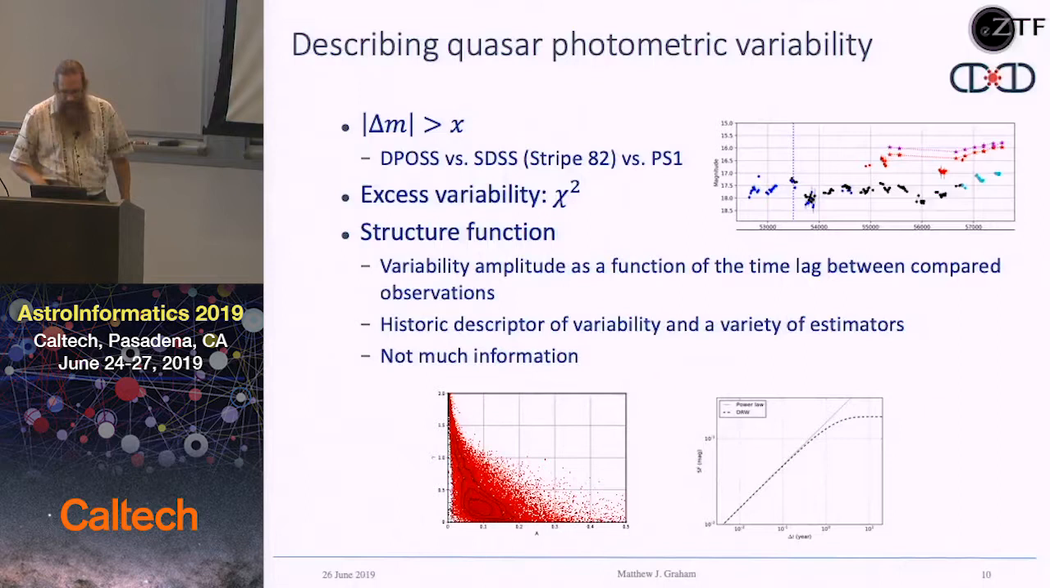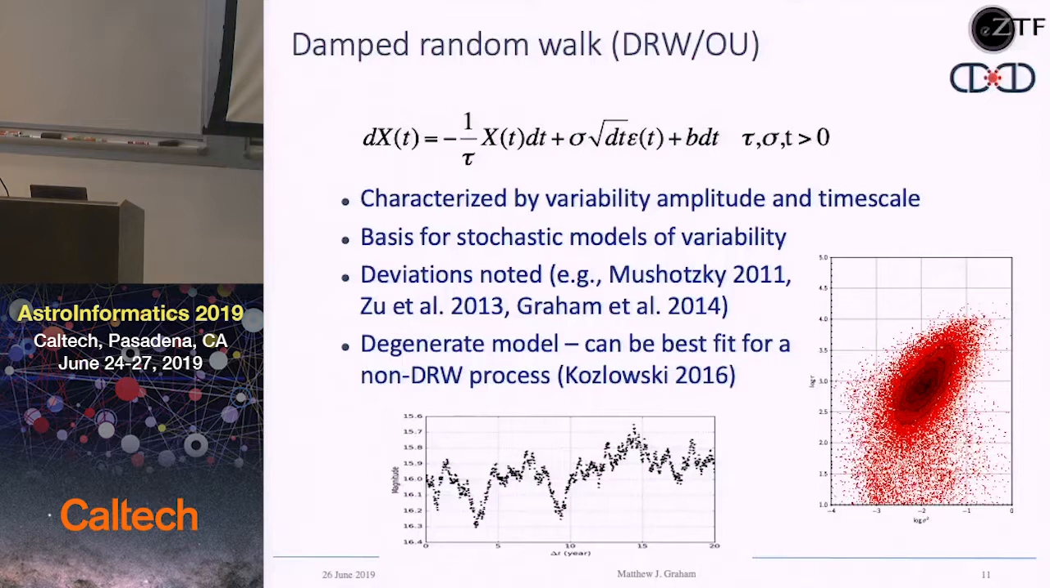We come to the damped random walk, which I talked about a bit on Monday. This is a first-order continuous autoregressive model, also known as an Ornstein-Uhlenbeck process, known in physics from about the 30s, characterized by this stochastic differential equation. The important thing is that you can characterize the variability in terms of two parameters that come out of this, which is the variability amplitude and the timescale of variability.